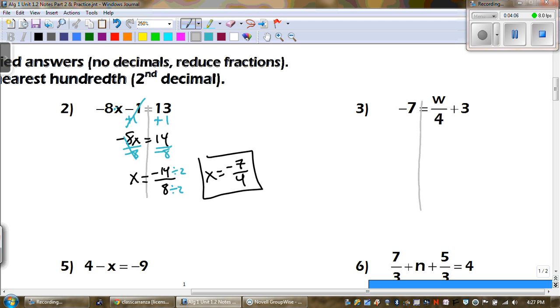All right, number 3, we have negative 7 equals w divided by 4 plus 3. The first thing that we need to do is subtract the 3 from both sides. And we get negative 10 equals w divided by 4. The next step is to multiply both sides by 4. And 4 times negative 10 gives us negative 40. And so we get negative 40 equals w.